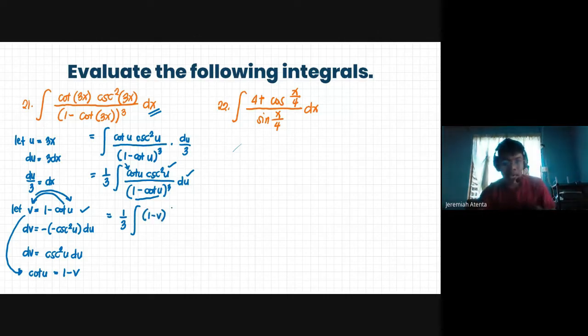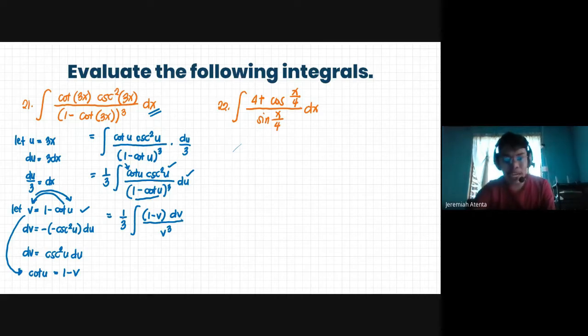So that's it. And cosecant squared u du is just dv. So we have dv here over, 1 minus cotangent u is just v. So we have v to the power of 3. Okay, so it's fine now. It's a bit easier to integrate.